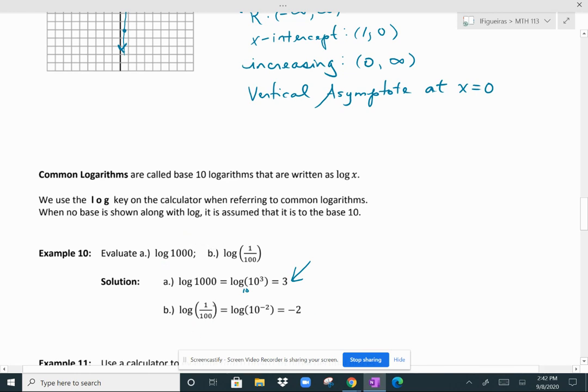Similar here, 1 over 100 is something that could be rewritten with a base of 10. So this is the same as log of 10 to the negative 2. So 10 to what power gives you 10 to the negative 2? Here the answer is negative 2. Okay, anything other than that, like if I wanted to evaluate the log of 254, well, I can't really write 254 with a base of 10 the way I did with 1,000 and the way I did 1 over 100. So there you would need a calculator in order to compute that.